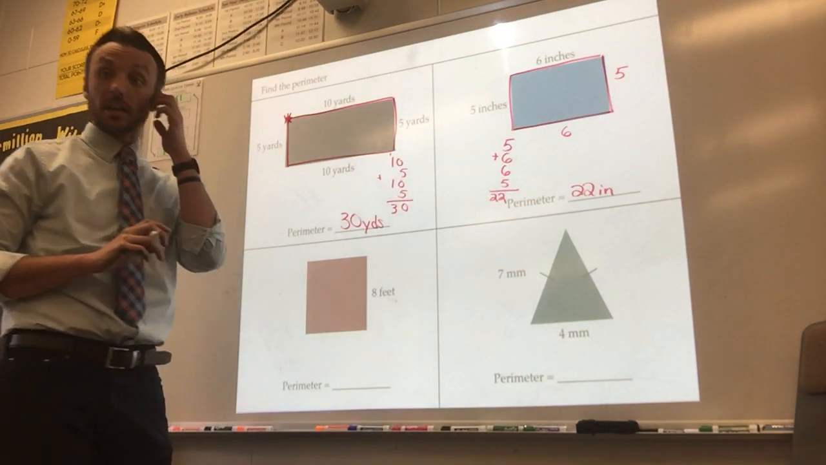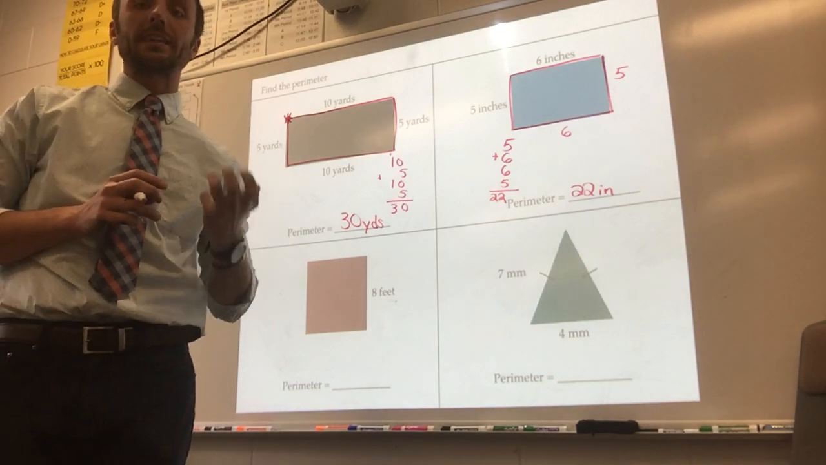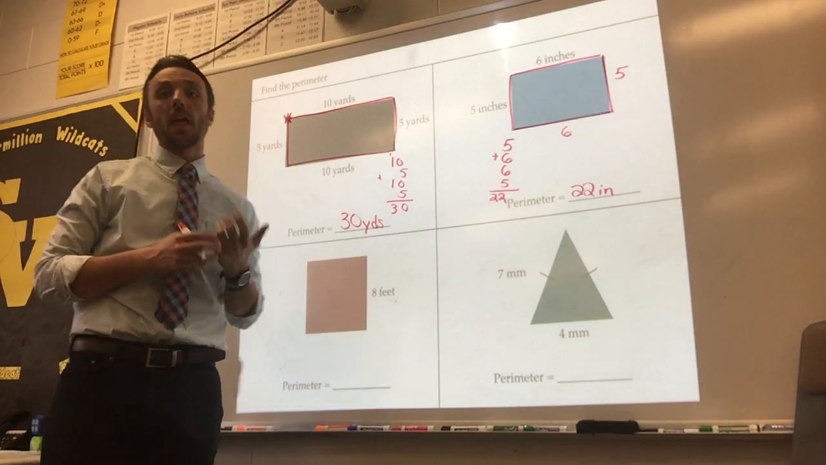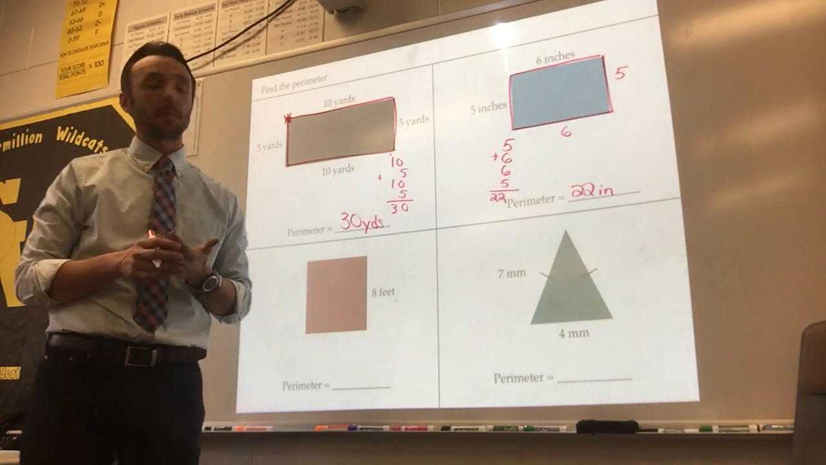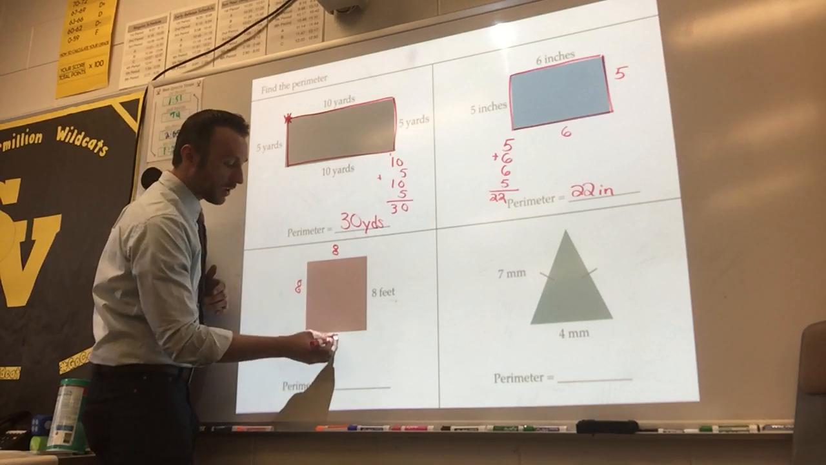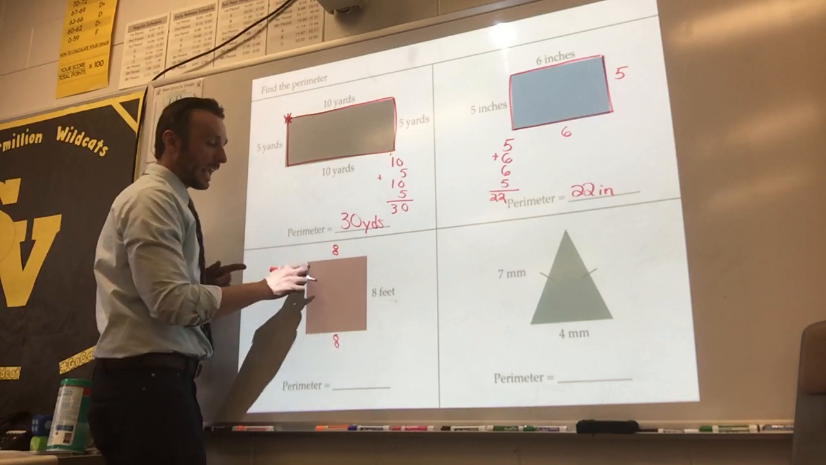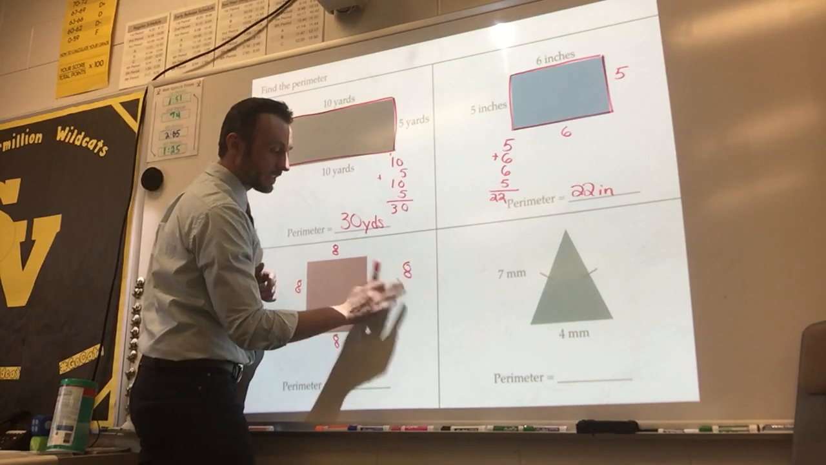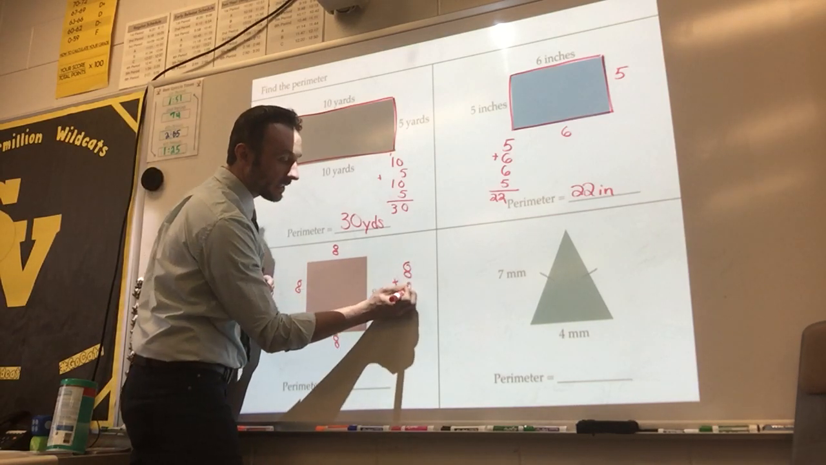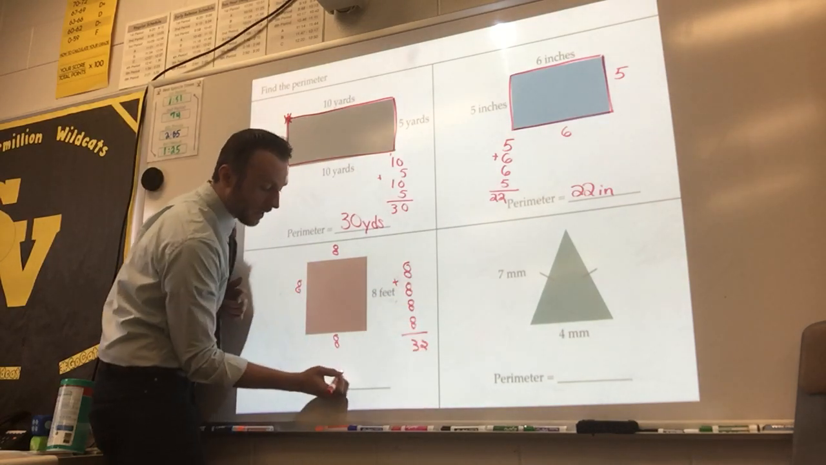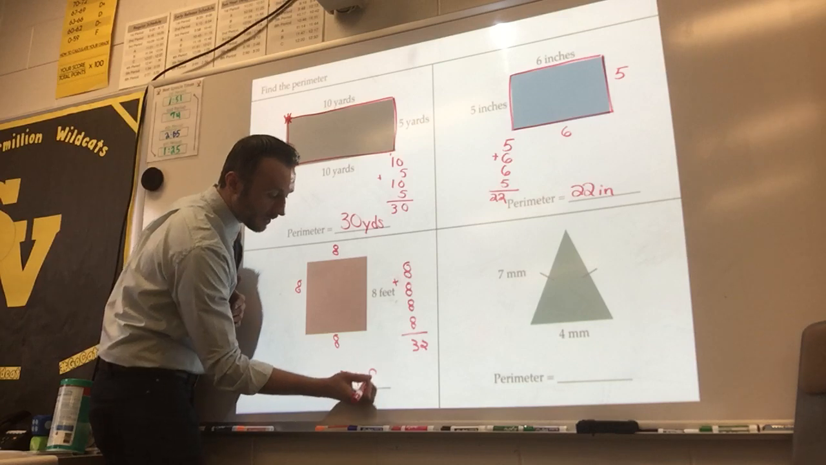So the perimeter of this is 22 inches. This is a square. I only gave you one measurement. I gave you one side of the square. But we know for a square to be a square that all four sides must be equivalent. So if this is 8, that means this is 8, this is 8, and this is also 8. So my perimeter would be 8 plus 8 plus 8 plus 8. And when I add those together, I will get 32 feet.